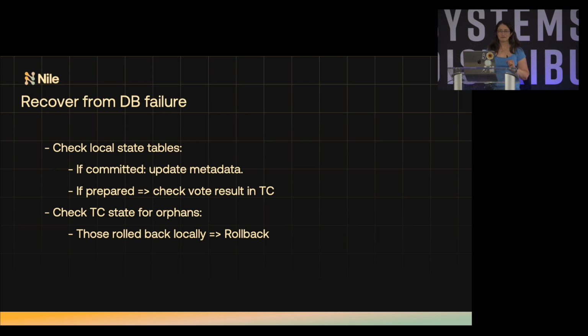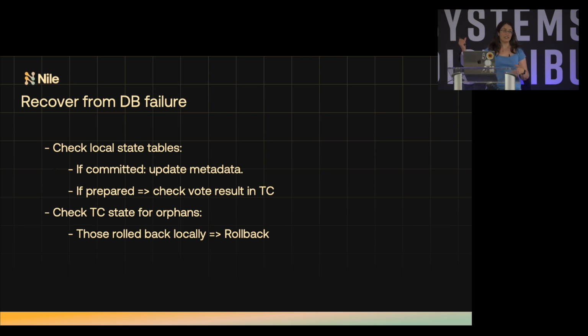If it's prepared, we need to check what was the result of the vote. Clearly, if it is just prepared, it means that it didn't get the commit, and maybe nobody else got its vote. So the vote proceeded with or without this participant. What did the other parts of the system decide to do? Is it a commit or a rollback? Whatever it is, this machine has agreed to commit because it is already prepared, and therefore it's going to commit.